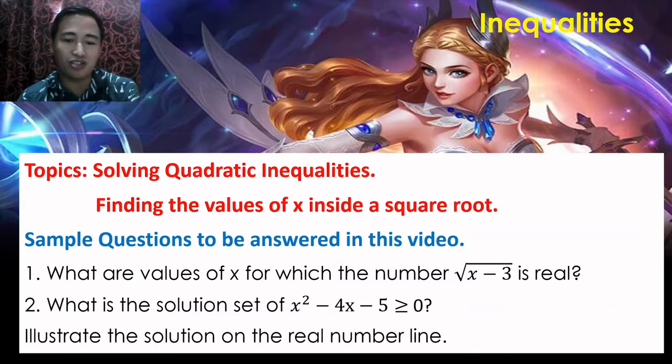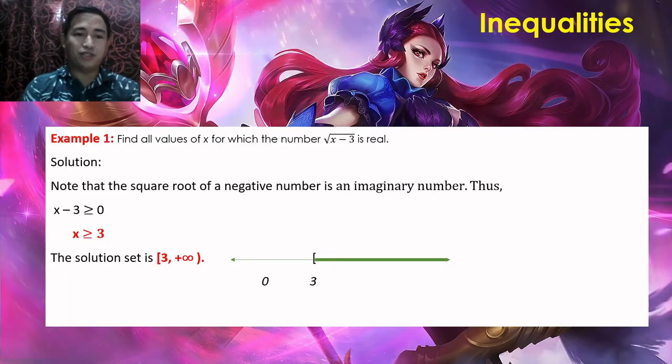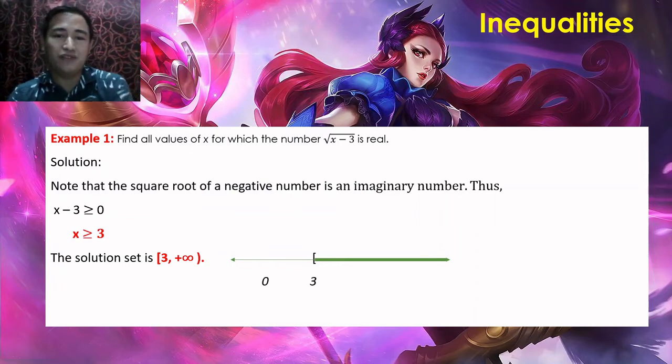I will illustrate the solution on the real number line. For linear inequalities, that was in inequalities part 1. Okay, example number 1. Find all values of x for which the number square root of x minus 3 is real. Solution: note that the square root of a negative number is an imaginary number. So bawal class man negative ang nasa sulod sa square root kay mo siyang imaginary number. Di siya real.